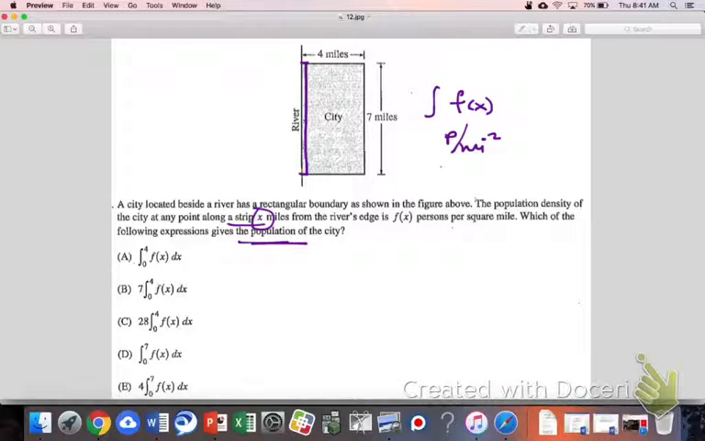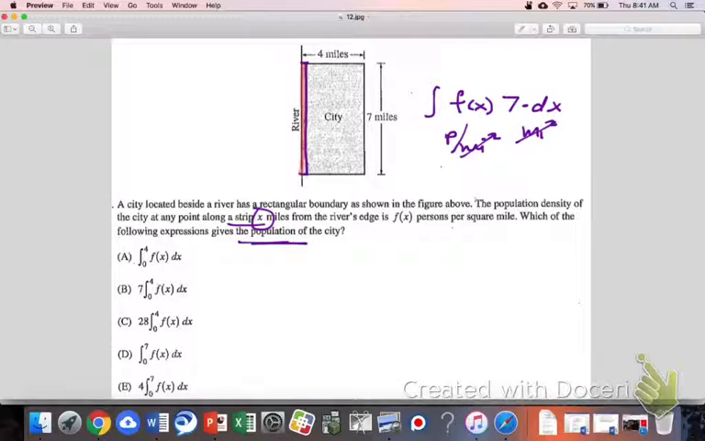And so I need to multiply that f of x times square miles. Where I get that from is this little strip of property, x miles from the river. The area of that little strip would be a length of 7 times a width of dx. And 7 and dx are both in miles, so that would be square miles. Looking at the units here, the square miles would cancel out.